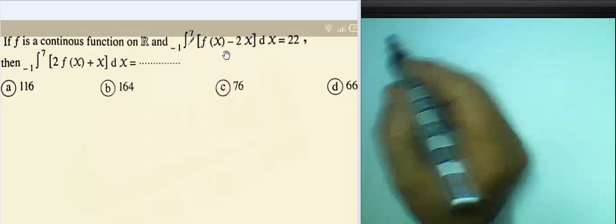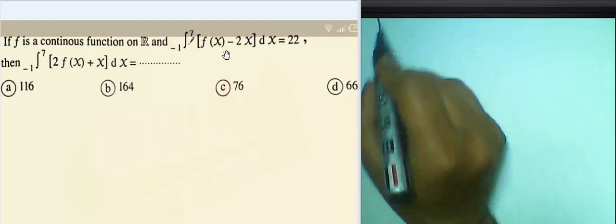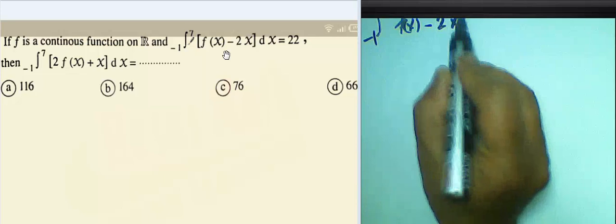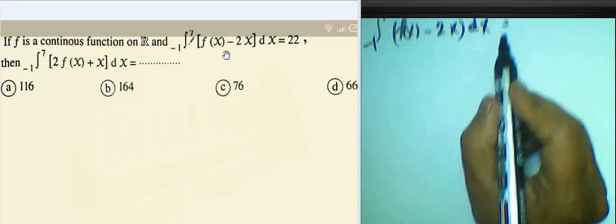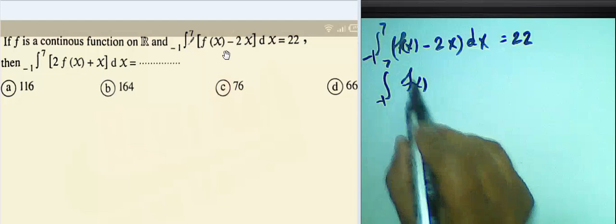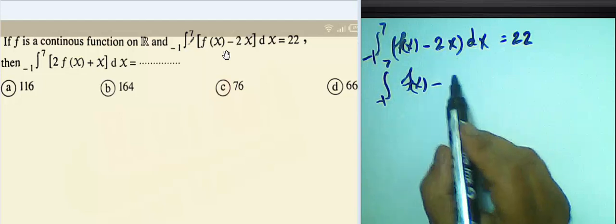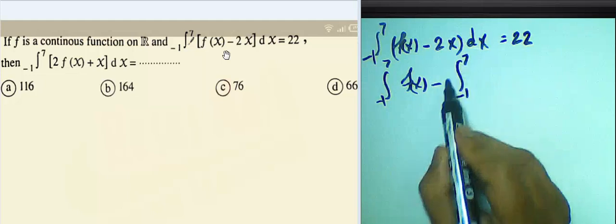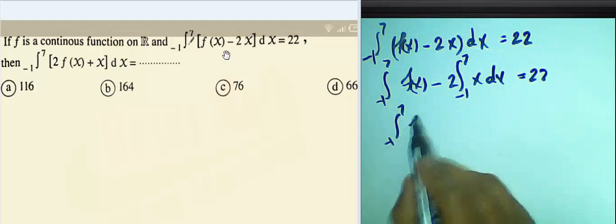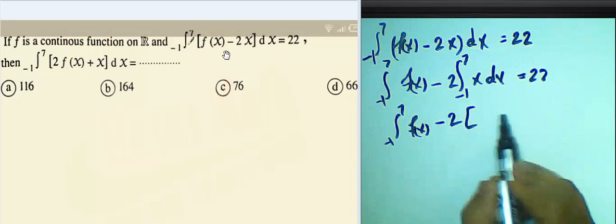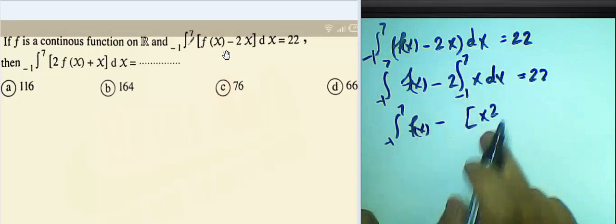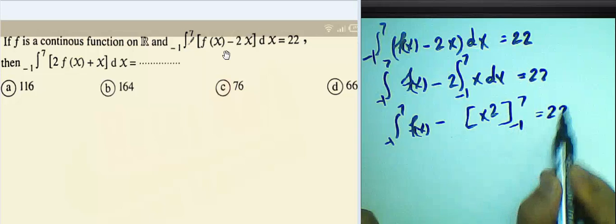I will begin to solve this example with this information. We have negative 2 times the integration from negative 1 to 7 of f of x minus 2x dx, which gives us the result 22. Okay, distribute the integration over the function and write here the integration from negative 1 to 7 of 2x dx equals 22. The result will be the integral from negative 1 to 7 of f of x, and for this function it will be x^2 divided by 2. We can cancel the 2 here, divided by 2, from negative 1 to 7 equals 22.